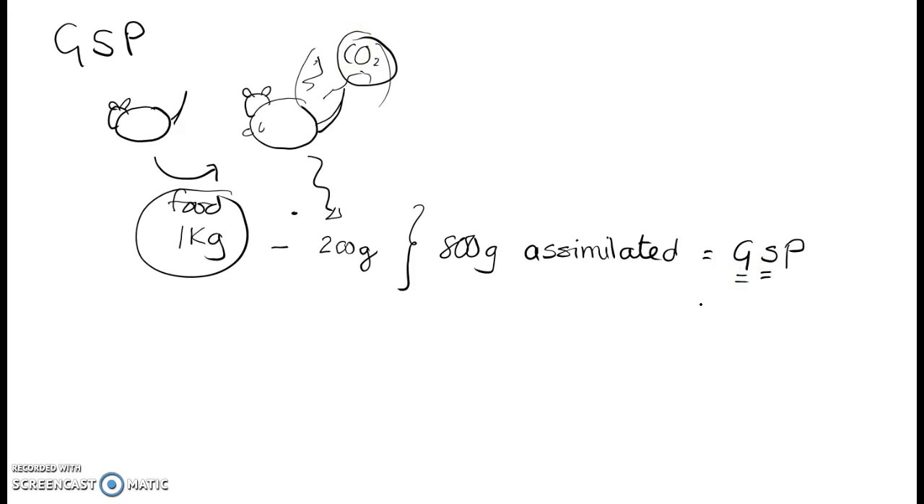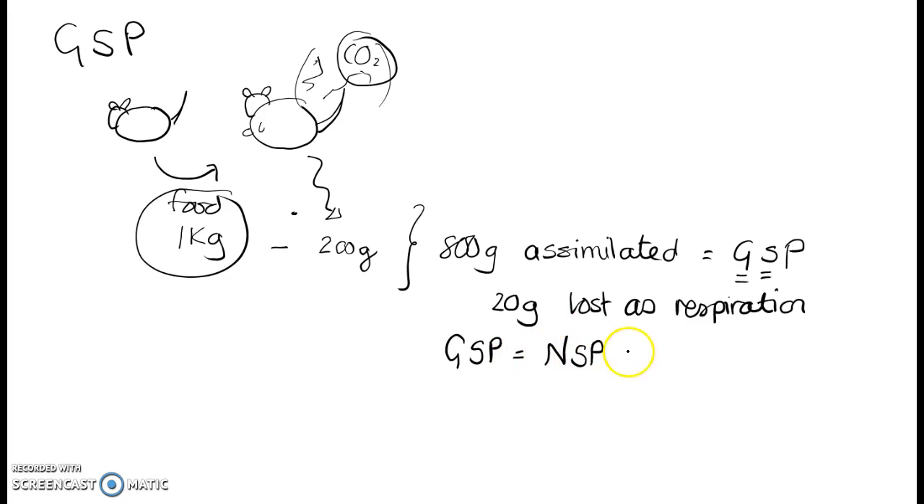So often in an exam then, they will give you this information about the food, about the feces, and then they will say calculate GSP. And then from GSP, they might tell you that 20 grams was lost as respiration. And that means that the gross secondary productivity is going to equal the net secondary productivity plus the respiration. When you add all of that together, you get the gross amount.